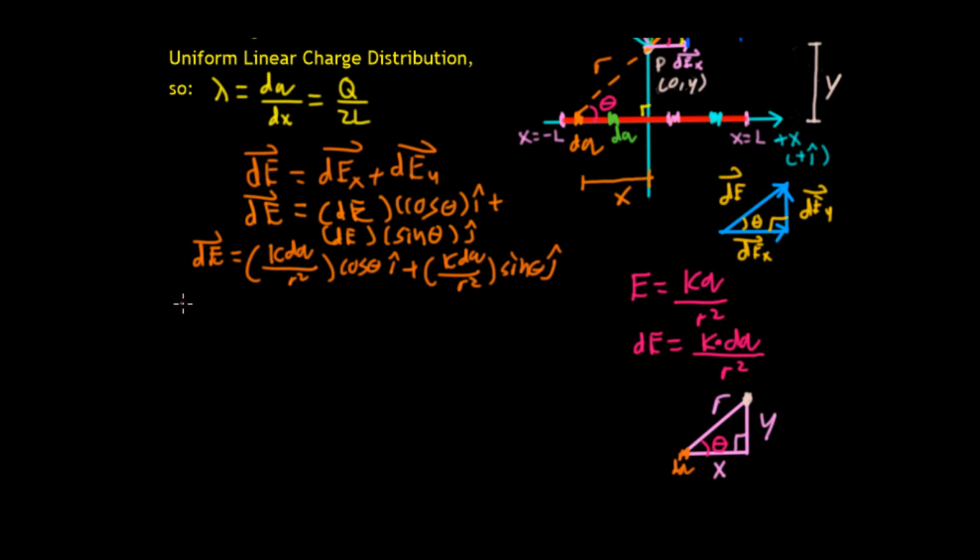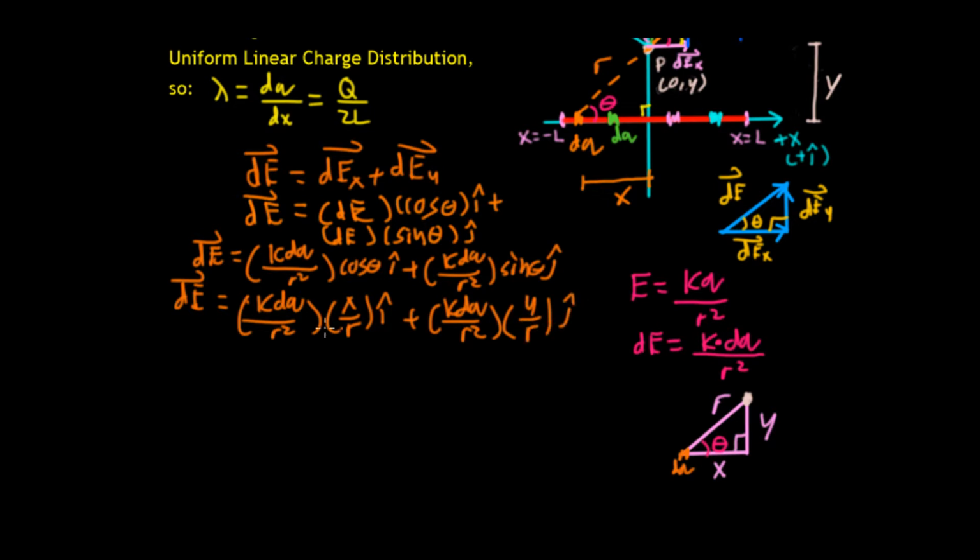So let's go ahead and do that. dE is equal to k dq over r squared. So the cosine theta is going to become x over r, right? Adjacent over hypotenuse. K dq over r squared. Sine theta is going to become y over r, opposite over hypotenuse. And then we can combine these fractions, right? Multiply their r's together. So we get kx dq over r cubed i hat plus ky dq over r cubed j hat, right?